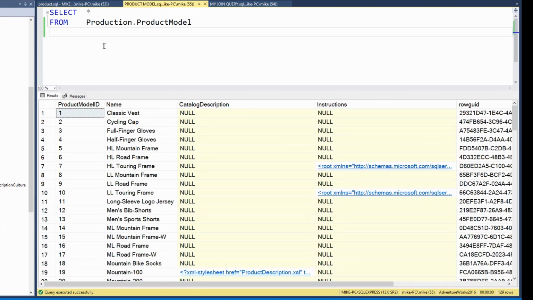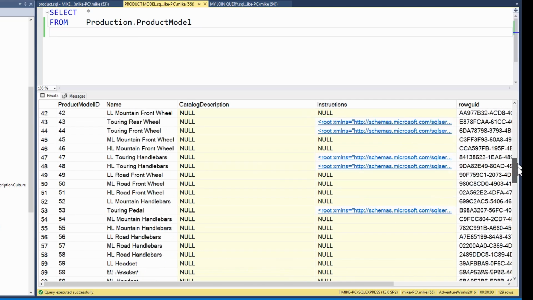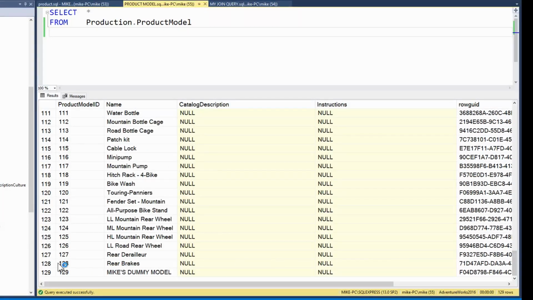Let's look at product model. So we've got 129. Now I will point out, in your copy, the standard copy of AdventureWorks, there are actually only 128 product models. I've actually created one myself, number 129, purely to demonstrate what happens when you've got a value in product model that's not in product.